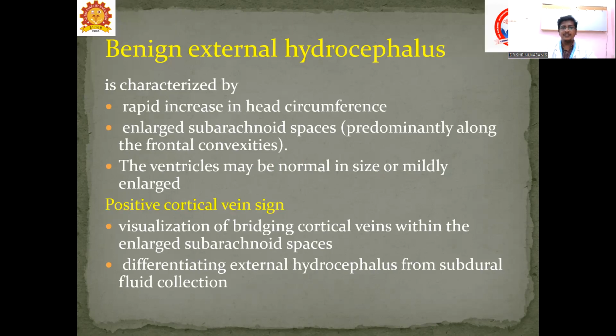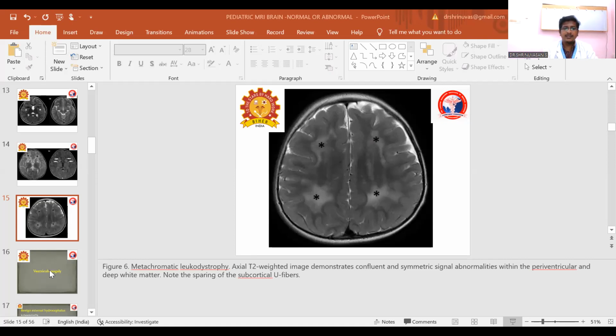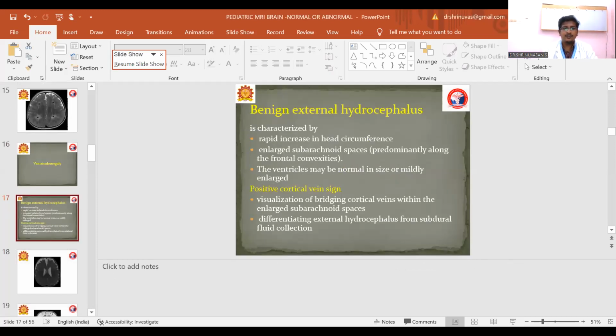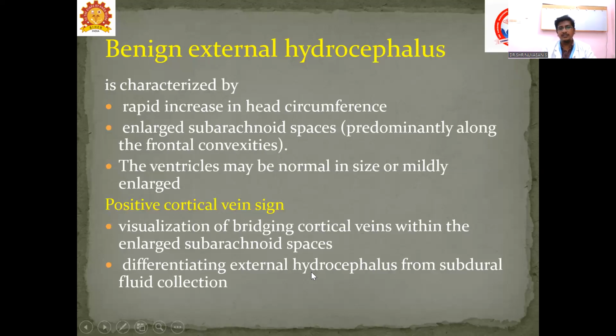So what do you mean by positive cortical vein sign? It is the visualization of bridging cortical veins within the enlarged subarachnoid spaces. It helps in differentiating external hydrocephalus from subdural fluid collection.